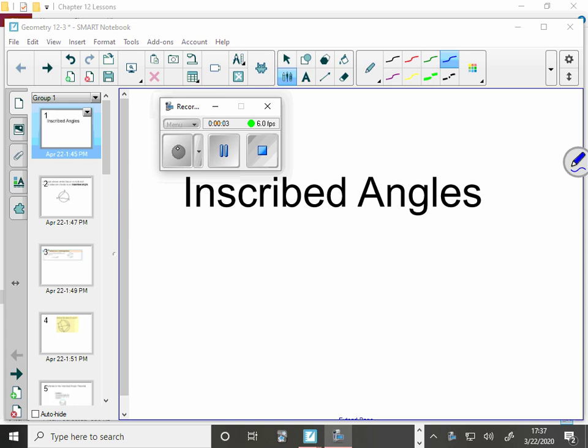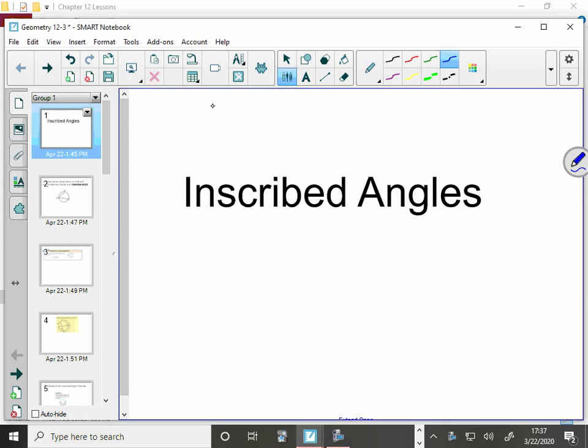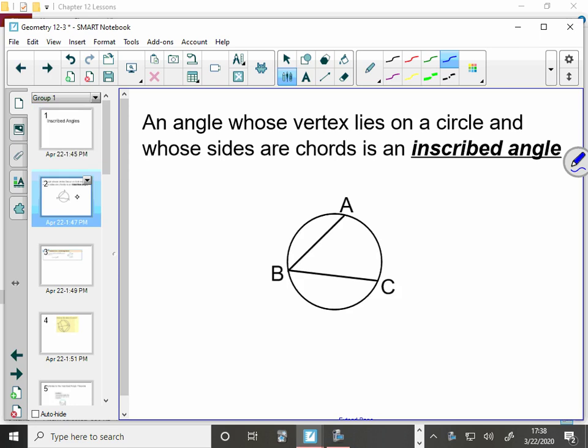All right, let's talk about inscribed angles. This is section 12.3, the definition of inscribed angles. An angle whose vertex lies on a circle and whose sides are chords is an inscribed angle, like this picture right here. B is the vertex of angle ABC, and the sides are chords. It's said that the angle is inscribed in the circle, or it is an inscribed angle.